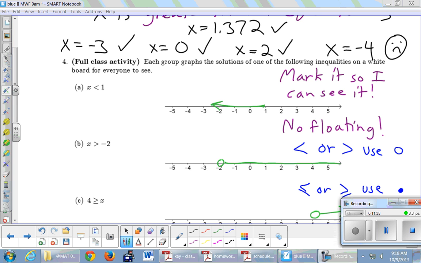1 is no good. Now I think that this group here tried to indicate that. You guys can see that Dwight didn't shade in the number 1, right? He went a little bit left of 1 and then put in a dot there. Is that okay? Is the number that Dwight put a dot on the last number that works? No.